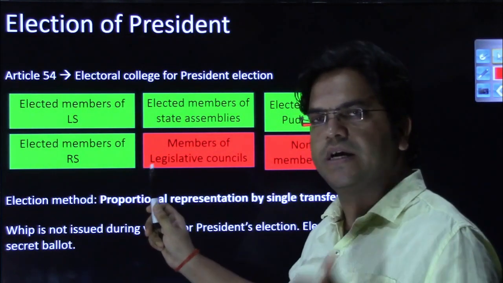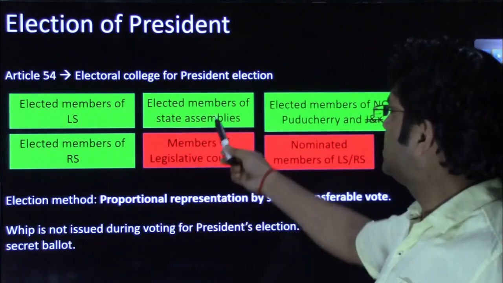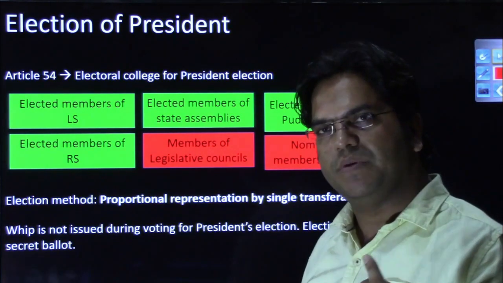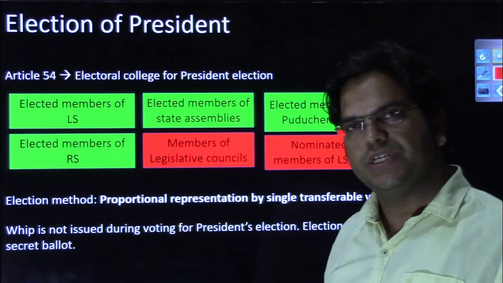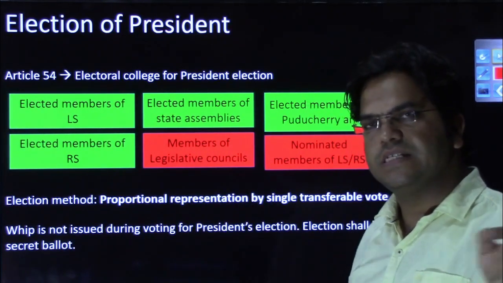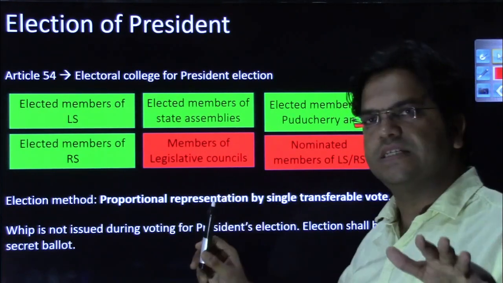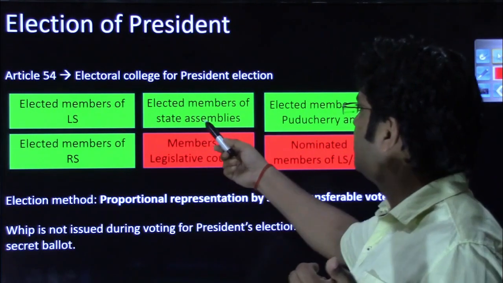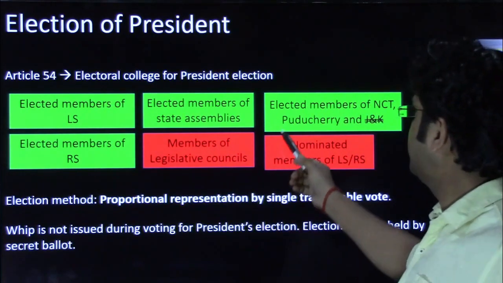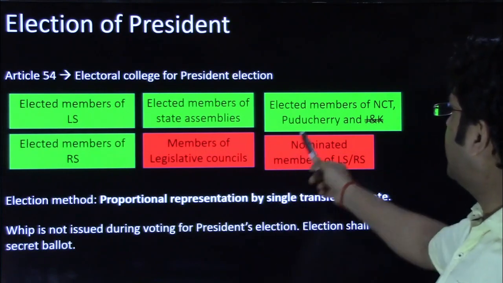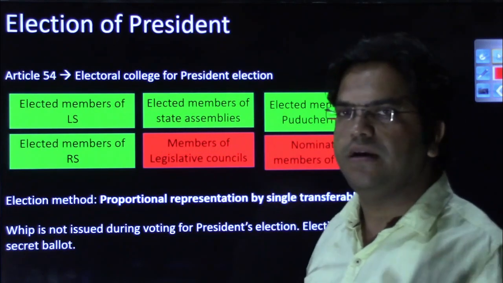Elected members, again emphasizing, elected members of Lok Sabha, then elected members of Rajya Sabha, then elected members of State Assembly, not nominated members. Even in the State Assembly you have one nominated member by the governor, and the governor is appointed by whom? The President himself. So the governor is an agent of the President. If that Anglo-Indian in the State Assembly is allowed to vote, that will again lead to a conflict of interest. That's why the express provision is that only elected members in the State Assembly, then elected members of NCT of Delhi and Puducherry. J&K has not become part of the Electoral College until now.